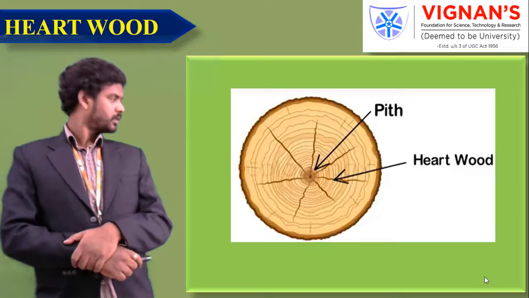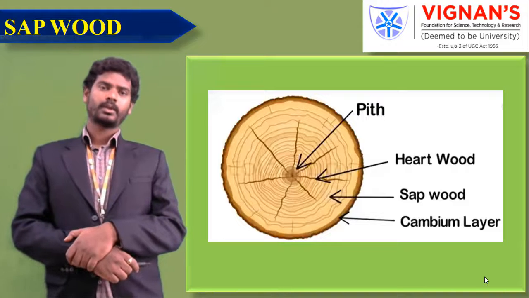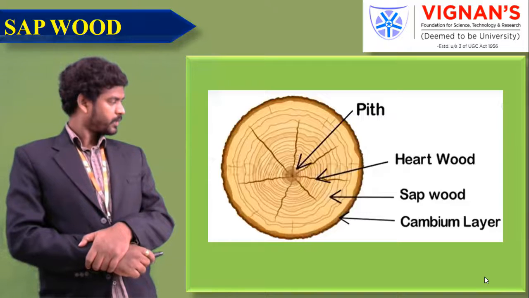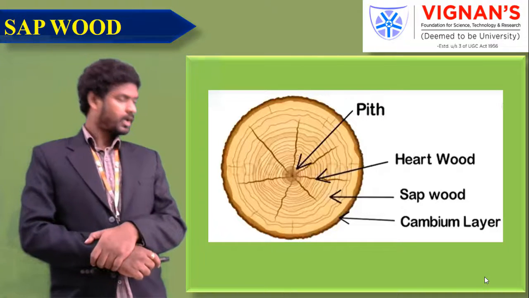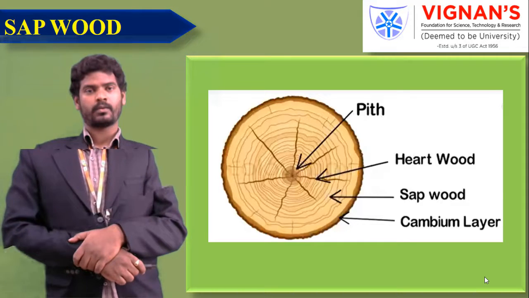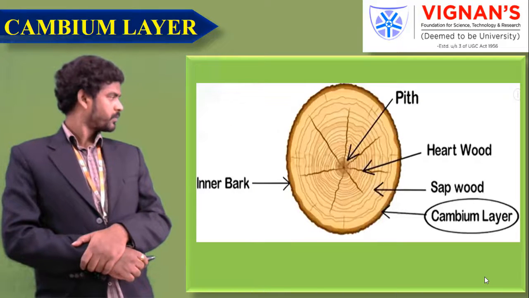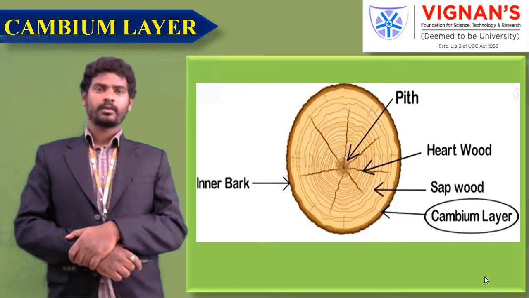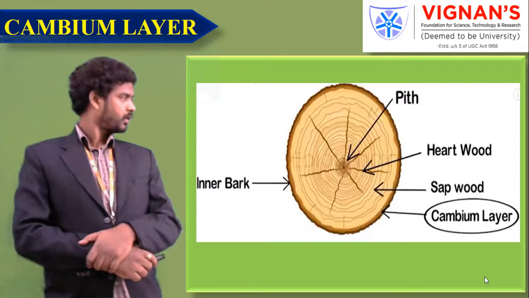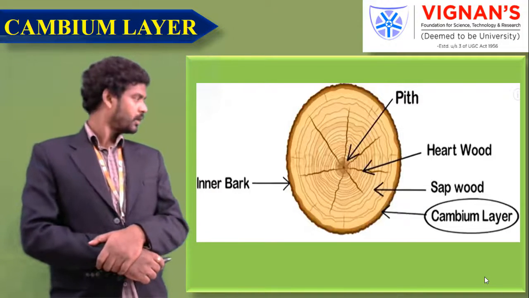Next one, sapwood. It is a portion between the heartwood and the cambium layer. It takes an active part in the growth of the tree. Sapwood is also known as alburnum. The next one is the cambium layer. It is a thin layer between sapwood and inner bark. It is a layer which is not converted into the sapwood.